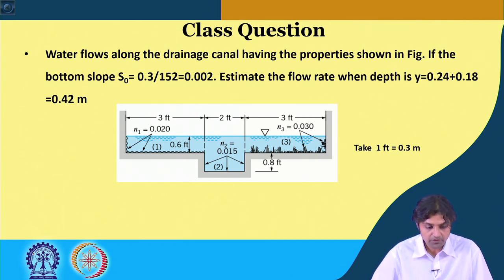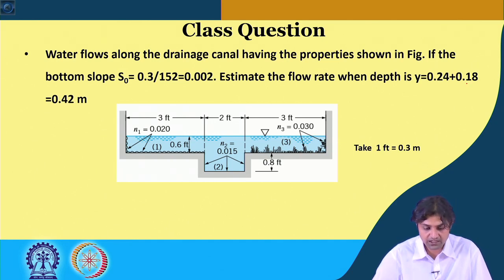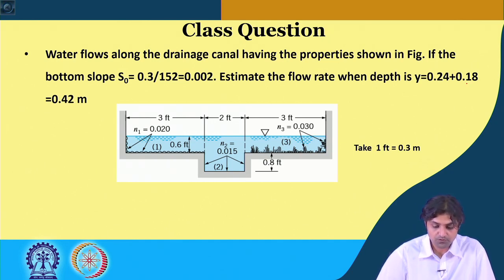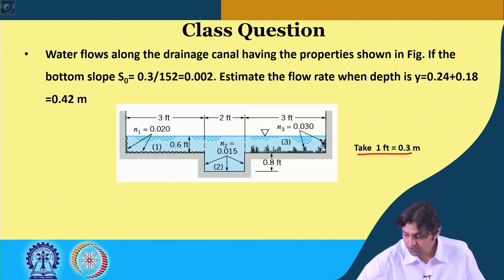Okay. If the bottom slope S naught is equal to 0.002, so we have already been given S naught, estimate the flow rate when the depth is y naught, that is 0.24 plus 0.18, that is 0.42. Okay. So, we have to take 1 foot equal to 0.3 meter, the whole configuration is given actually. So, how do we solve this?